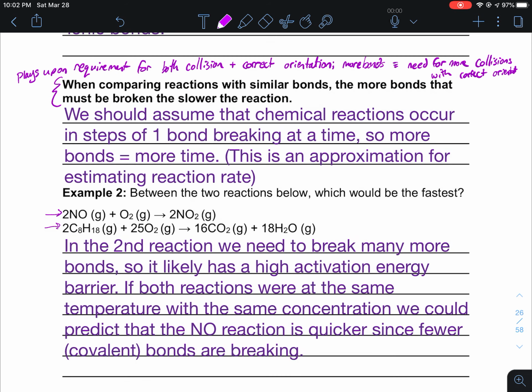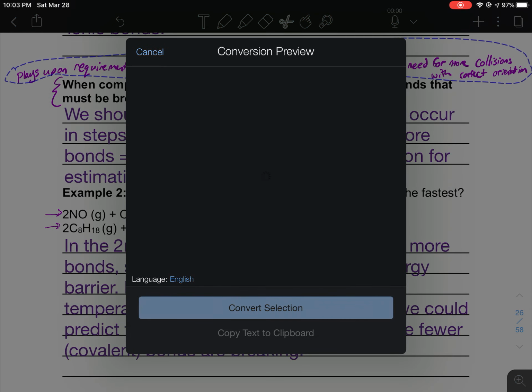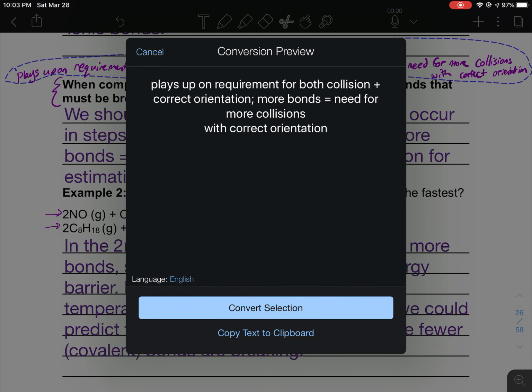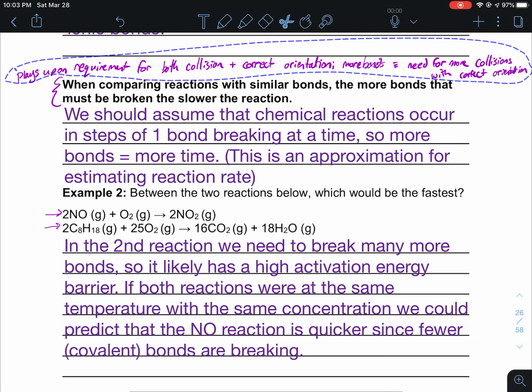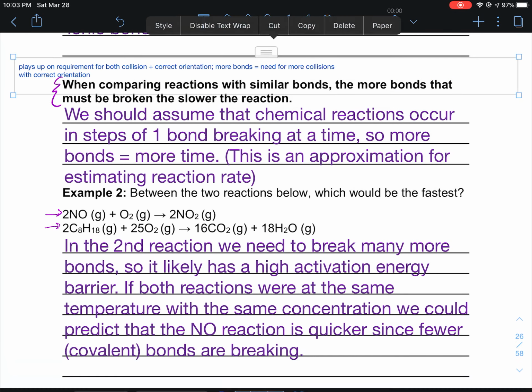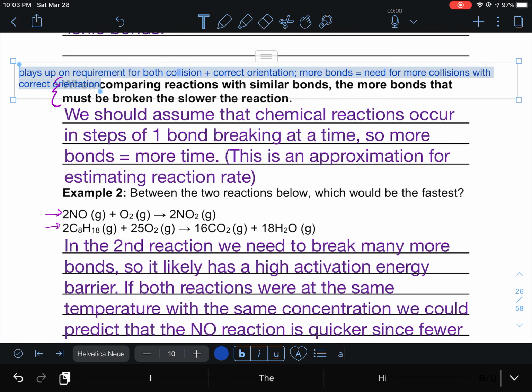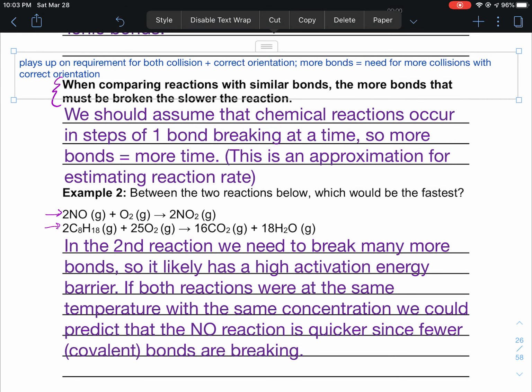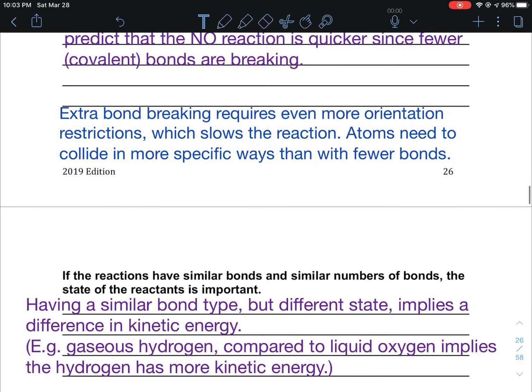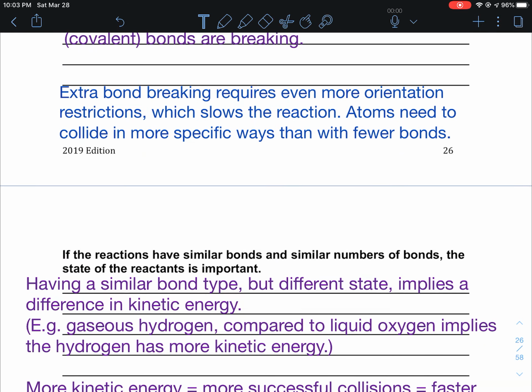Okay. That looks like it's getting kind of small, so I'll try to convert that to text. Plays upon the requirement for both collisions and correct orientation. That's what I wanted to say. It's a little bit tiny. Let's pump that up a little bit, and there we go. Oh yeah, well that's pretty much exactly what I said at the bottom here.